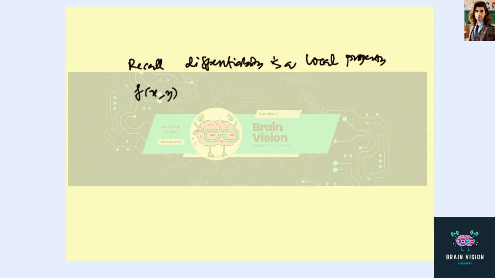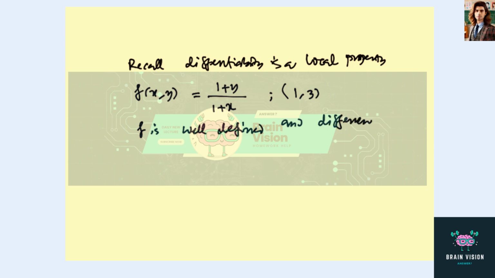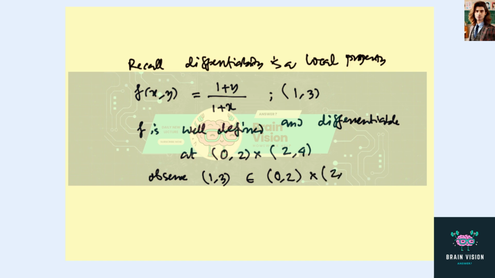So I have the function f(x, y) = (1 + y)/(1 + x), and the point is (1, 3). The f is well defined and differentiable at a neighborhood of (1, 3). So we have to find a neighborhood of (1, 3). So we can simply take the neighborhood (0, 2) cross (2, 4). So observe (1, 3) belongs to this neighborhood (0, 2) cross (2, 4).